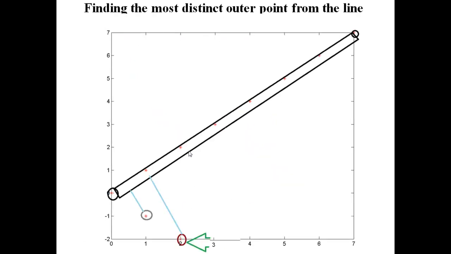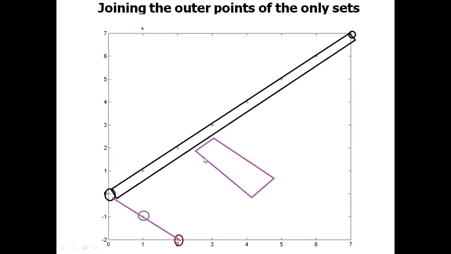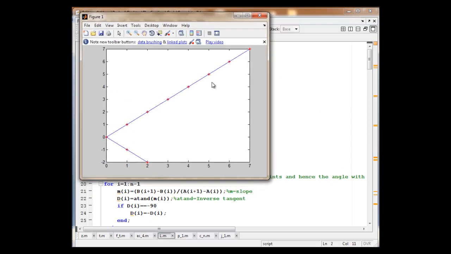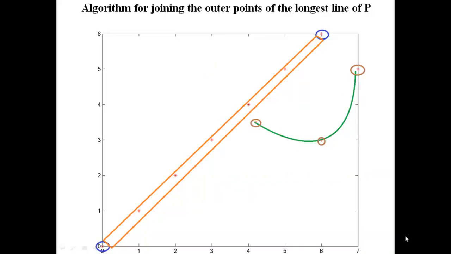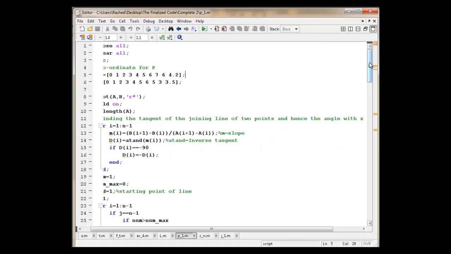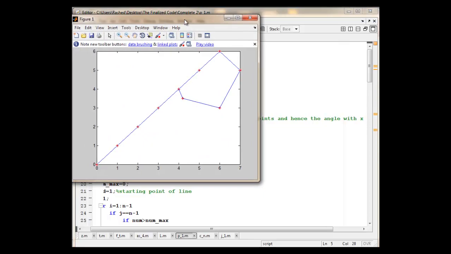The algorithm of L is just as F. The only difference is that in this case we won't get a second set of outer points. The output for the code of L is this. For P, after finding the longest line using any other 3 points, we solved an equation of a circle using this formula. If the symbol is P, all the other outer points would nearly satisfy the circle's equation. This is the code for P and this is our output.